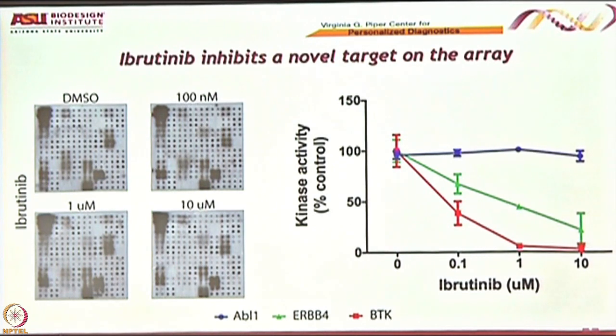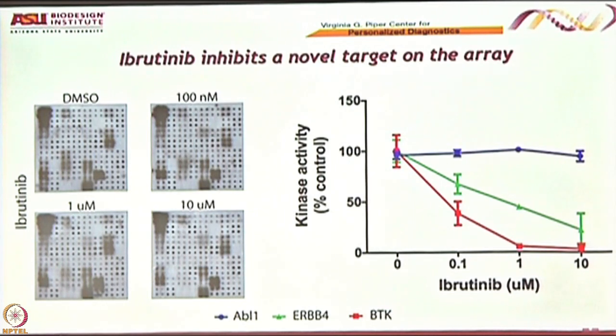BTK is an important enzyme, a kinase, in the B cell pathway, and it plays a role in a lot of B-cell cancers. So mantle cell lymphoma, for example, relies on BTK. And ibrutinib has turned out to be a very useful drug in treating those patients. It inhibits the BTK, it essentially stops the growth of that tumor, and it's well tolerated by patients, not a lot of side effects. So we asked, does ibrutinib inhibit anything else?